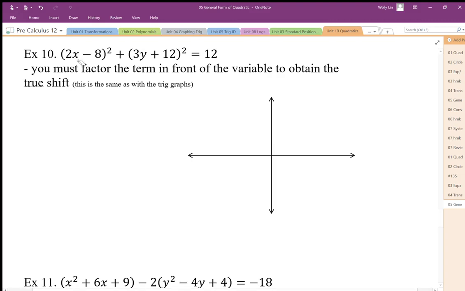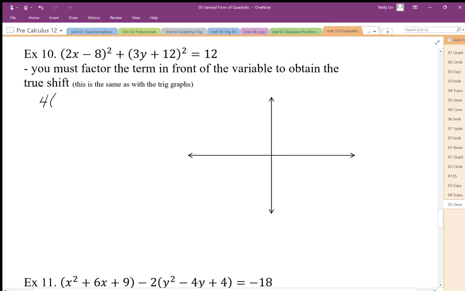It's not quite in general form, and it's not quite in graphing form. So we need to do some algebraic manipulation to put them into the proper form. Here we have to factor that compression factor out. That compression factor of 2 needs to be factored out. So we're going to factor that out, and it's going to end up looking like this.